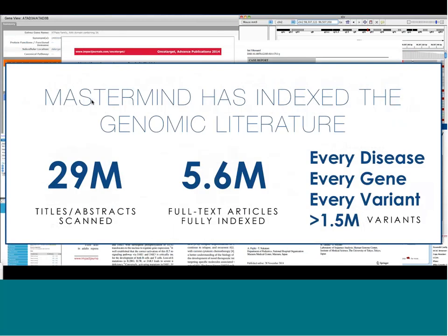So Mastermind has addressed this challenge by indexing the genomic literature. We have scanned the 29 million titles and abstracts that comprise the PubMed dataset, of which we've identified more than 5 million full-text articles for complete indexing that contain information relevant to genomics and genetics. From these full-text articles, we have extracted and annotated disease gene variant associations across the entire spectrum of human disease and every gene and every variant in the human genome.